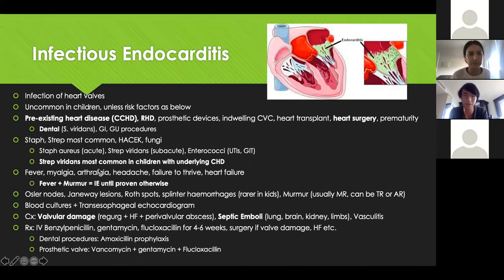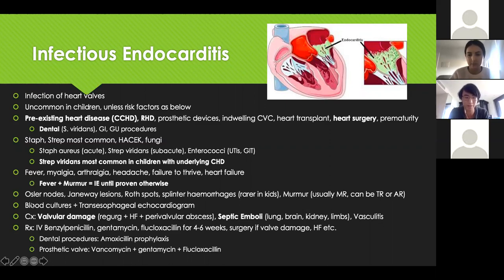You look for signs of the infection, so fever, myalgias, arthralgias, headaches. And then you also look at your heart involvement. So they might get failure to thrive, they might get heart failure. And similar to your adults, if you've got a fever and a murmur, then you really need to have high suspicion for infective endo. Rarer in kids, but you can still get them, is your Osler's nodes, your Janeway lesions, which are kind of nodules on your hands and your fingers, your Roth spots in your eyes, and you can also look at splinter hemorrhages in your nails as well. And of course, you're going to get a murmur if you've got valve involvement.